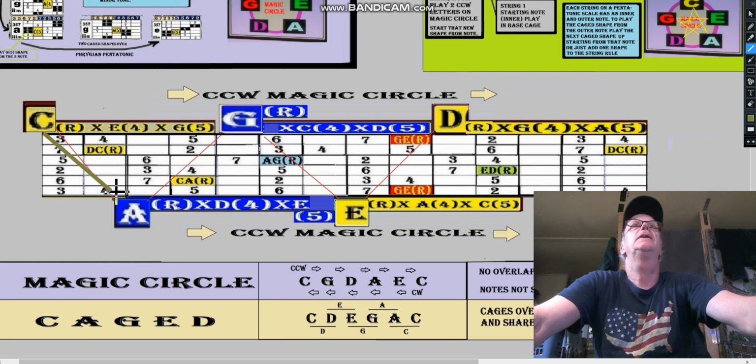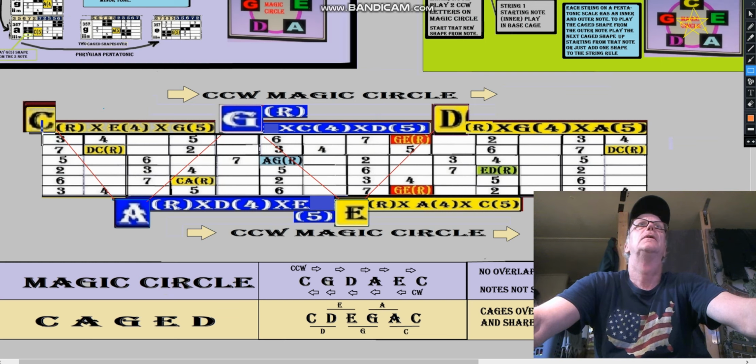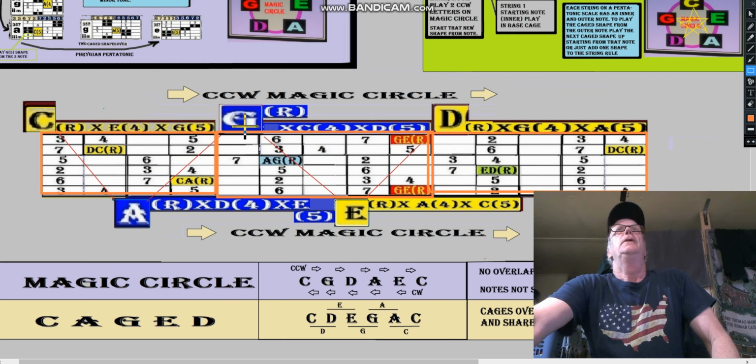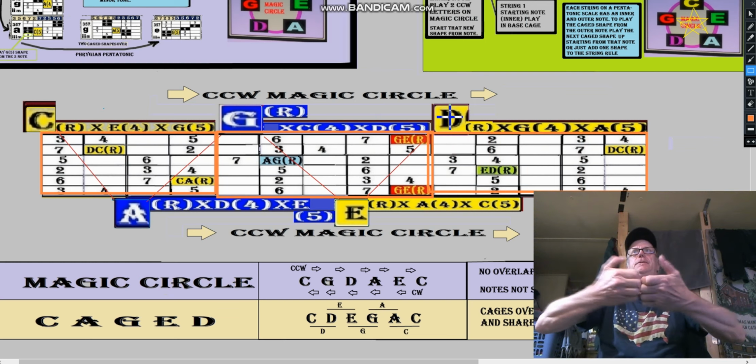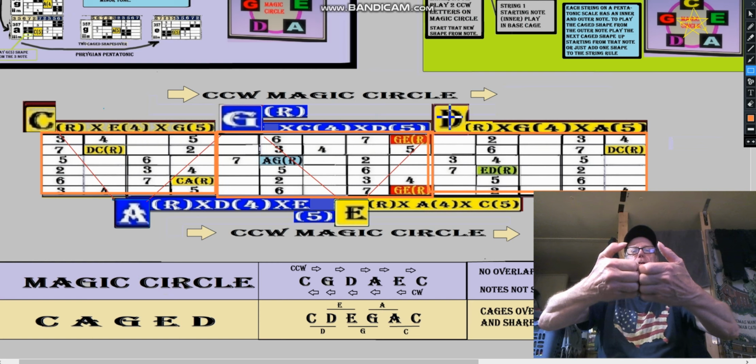So we have the C cage here, and the G cage here goes all the way over here because of that Lone Wolf 7, and the D cage here. These do not overlap. They do not interweave. They do not share notes. They are bricks.